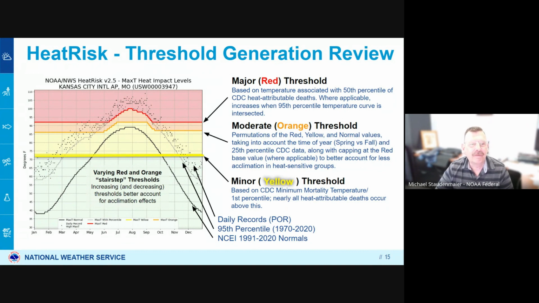The fall shoulder flat area of the orange curve is higher at many locations to represent the more resilient population that remains after the heat of summer. This value utilizes the 25th percentile of heat attributable deaths from the CDC data set. We know this all sounds really complicated, but heat health science is complicated, and hopefully you can appreciate how much heat health science is considered in this approach.